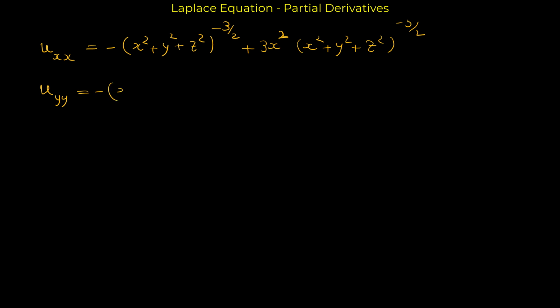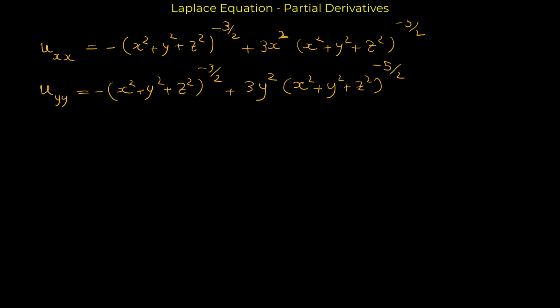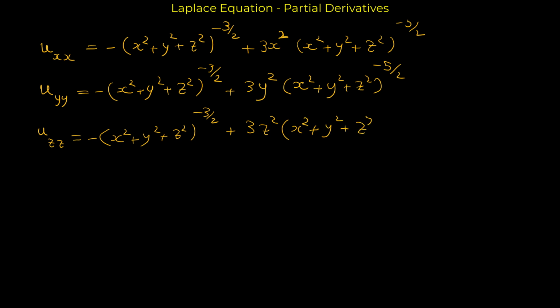It should be negative (x^2 plus y^2 plus z^2) to the power of negative 3 over 2. When it was with respect to x, we had 3x^2. Now we have to have 3y^2. It should be this. And the partial derivative of u with respect to z would be negative (x^2 plus y^2 plus z^2) to the power of negative 3 over 2 plus 3z^2 times (x^2 plus y^2 plus z^2) to the power of negative 5 over 2.